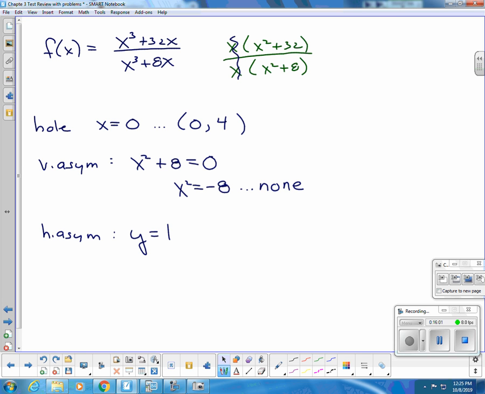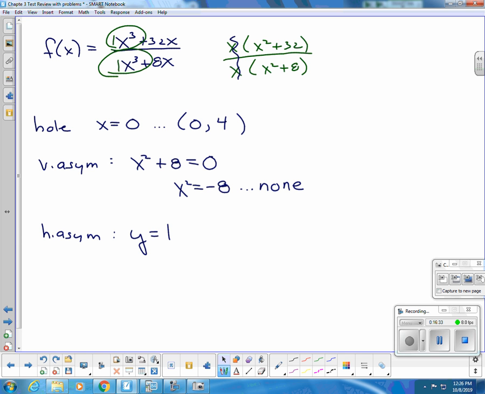So the horizontal asymptote, you're looking at the highest exponent top and bottom. If they are the same like they are, the horizontal asymptote is the numbers in front. If they're not the same, if the top one is smaller than the bottom one, a horizontal asymptote is always y equals 0. If the top one's bigger than the bottom one, it's an oblique asymptote. You would just say there are no horizontal asymptotes.